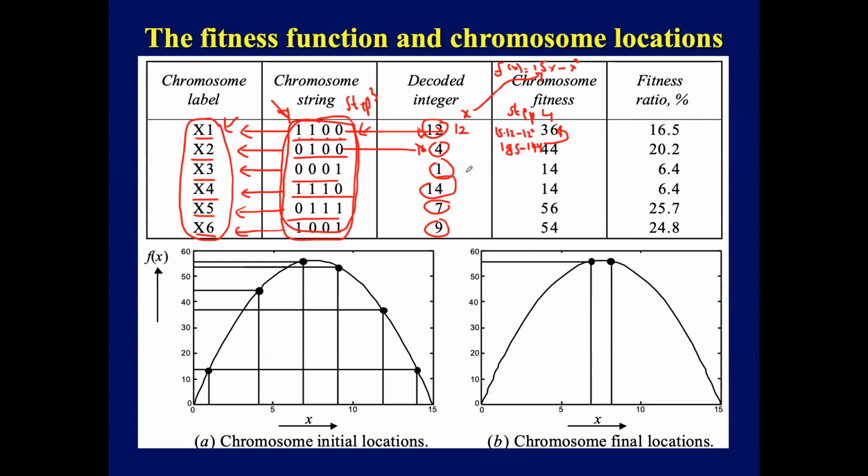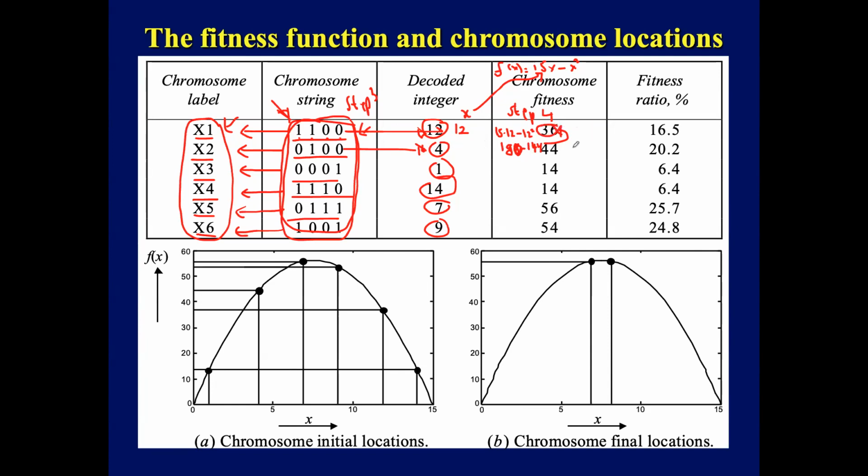So I was saying that for each of these chromosomes that we have created in step number 3, we are going to calculate their fitness, and calculating their fitness involves first transforming back to base 10 and then putting that value in the fitness function. So for 12, 15 times 12 is 180, and 180 minus 144 gives us 36.